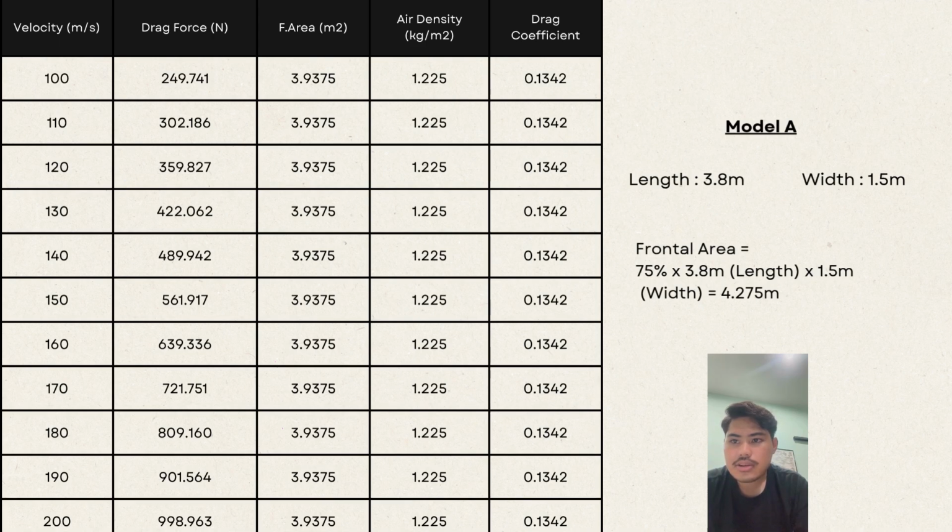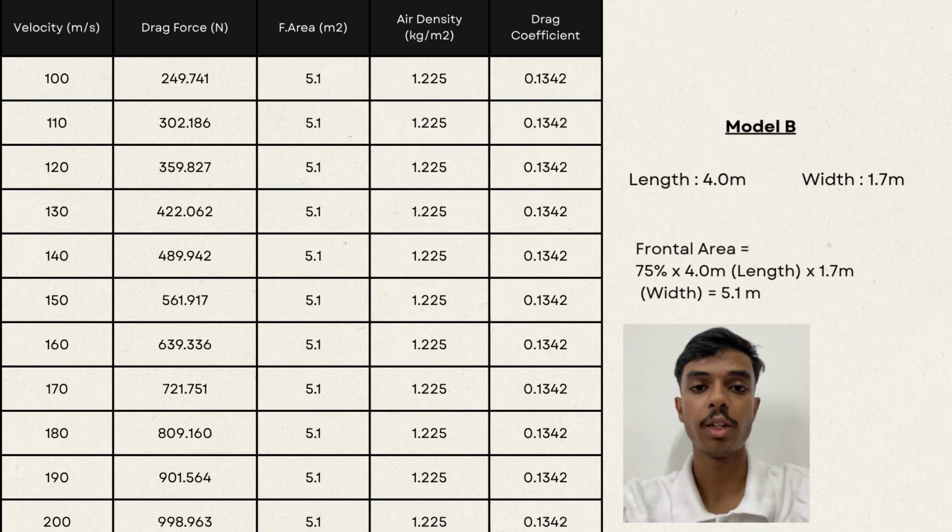So the calculation of model A: length is 3.8 meters, width 1.5 meters. For the frontal area, it is 75% times 3.8 meter length times 1.5 meter width, and the answer is 4.275 meters.